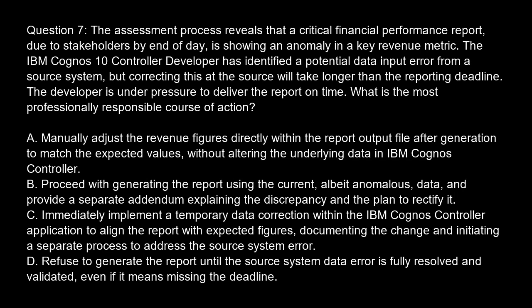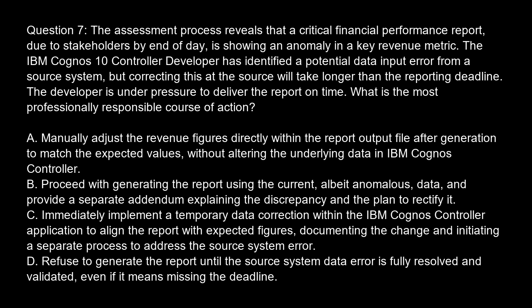Question 7. The assessment process reveals that a critical financial performance report, due to stakeholders by end of day, is showing an anomaly in a key revenue metric. The IBM Cognos 10 Controller developer has identified a potential data input error from a source system, but correcting this at the source will take longer than the reporting deadline. The developer is under pressure to deliver the report on time. What is the most professionally responsible course of action?